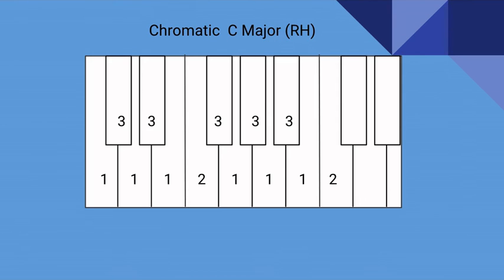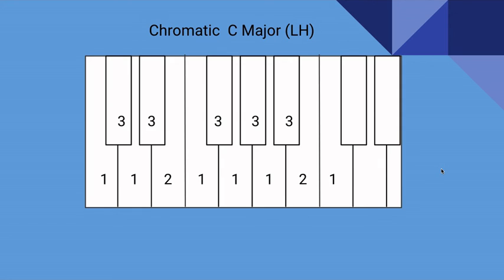For the right hand, start on C with finger 1, then finger 3, finger 1 again, finger 3, 1, 2, and then 3 again, finger 1, finger 3, finger 1, finger 3, and then finger 1, and end with finger 2. And when we return, we use the same fingers. So this is all the same again. Pay attention that all the black keys use finger 3. This is for the right hand.